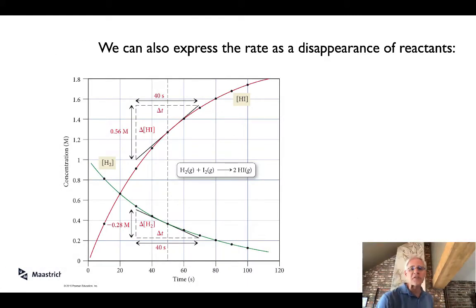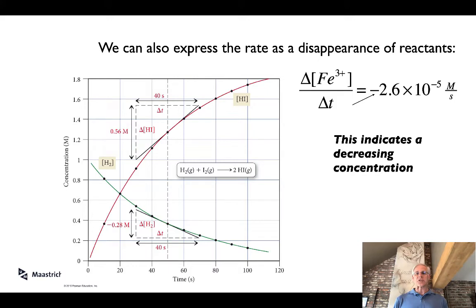We can also express the rate as a disappearance of reactants. Okay? If we did that and we looked at the change in concentration of Fe3+ with respect to time, we see that we have a negative sign there. Why do we have a negative rate? Well, that's because the concentration of iron 3+ is going down. So the initial concentration would be higher than the final concentration.